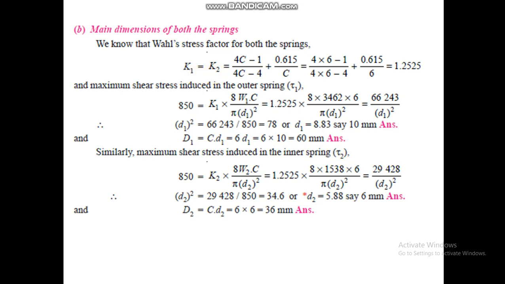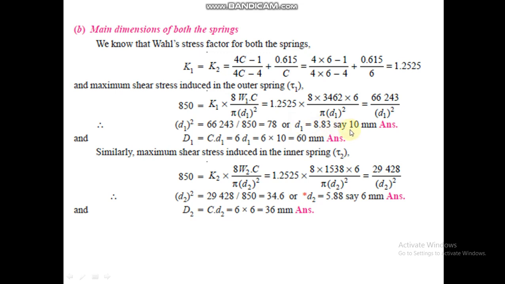So K is 4C minus 1 upon 4C minus 4 plus 0.615 upon C. Put the value of C and this is your Wahl factor. Apply the formula for shear stress, that is tau 1. Tau 1 is equal to K 8WC by pi d square. So we put the values of shear stress, Wahl factor, load on the first spring, that is outer spring, and C, and we can easily calculate wire diameter of the outer spring, that is D1, and it is 8.83.